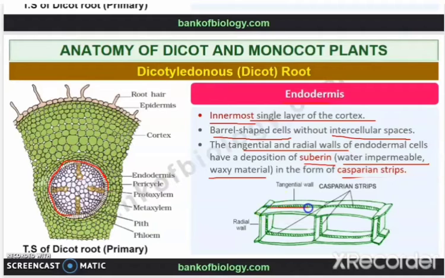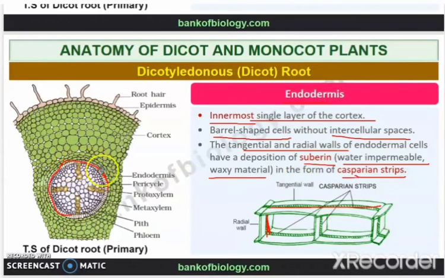So this one, the tangential wall, it forms the deposition. It has a deposition of suberin, and the radial wall also you can see they will have the deposition of suberin. Right, and what is the use of the suberin? It will not allow the water to enter into the parts of the endodermis, right? And we are calling these forms as Casparian stripes.